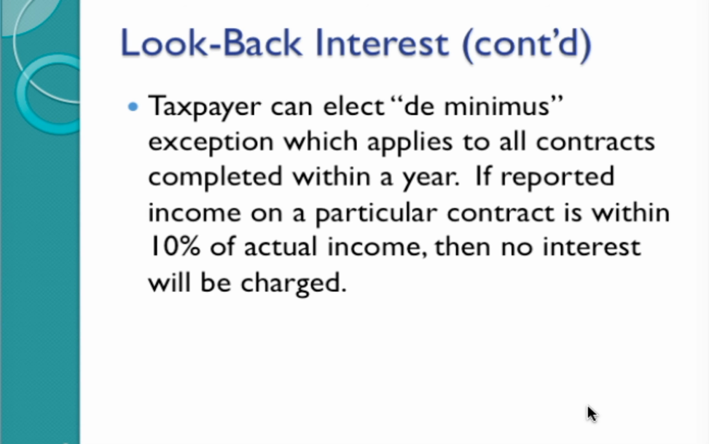But a taxpayer is allowed a de minimis exception. This is basically when you can make the argument that, hey, we weren't trying to get away with anything. It was a good faith estimate. It ended up being within 10% of the actual. So there's no reason we should have to go back and repay over a certain period of time.